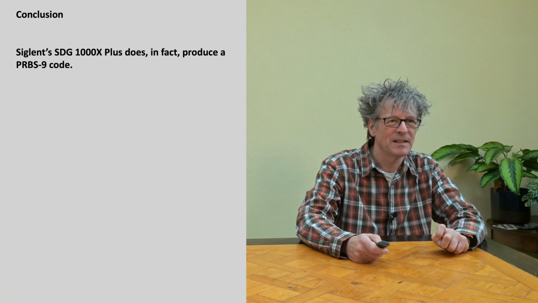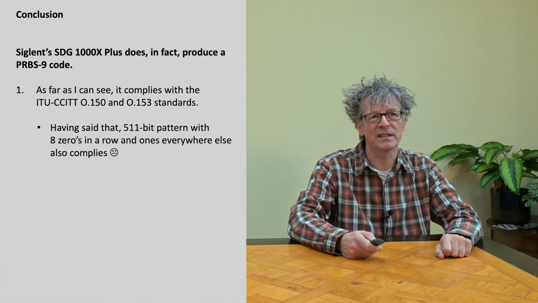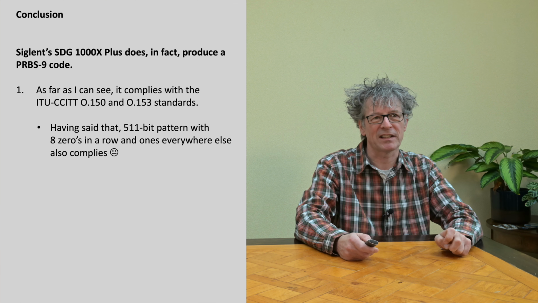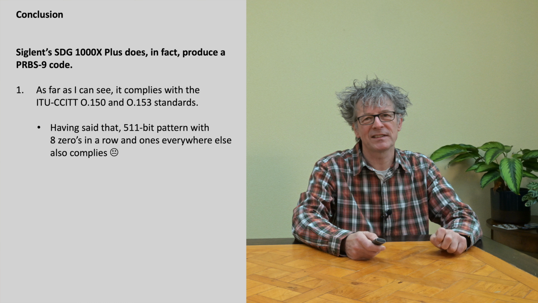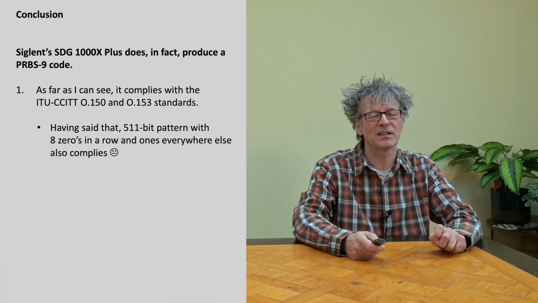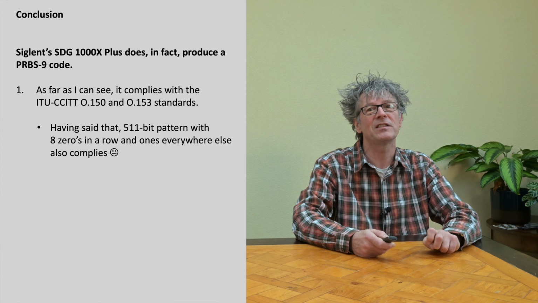Now, coming to an overall conclusion here, I would say the SDG1000X Plus, as I've been testing it last week, does produce a PRBS 9 code, because as far as I can see, it complies with the ITU standards that I've just been talking about. Having that said, these standards are not very useful in the sense that almost anything can comply with that. Also types of test signals that are completely useless, but technically speaking meet the standard.